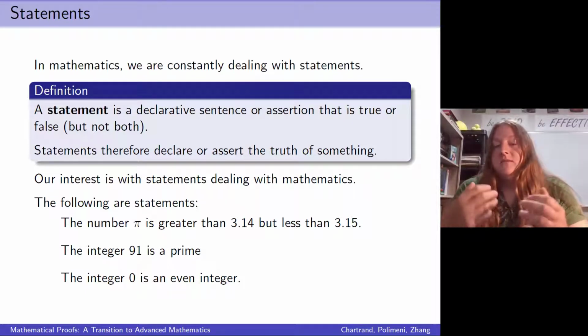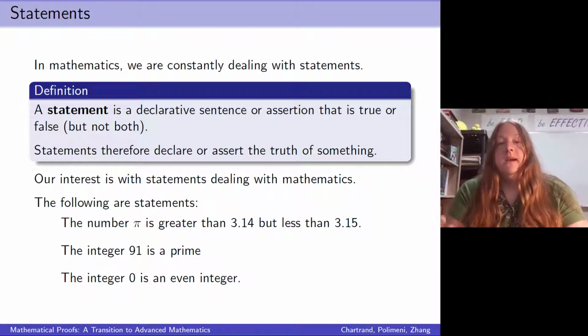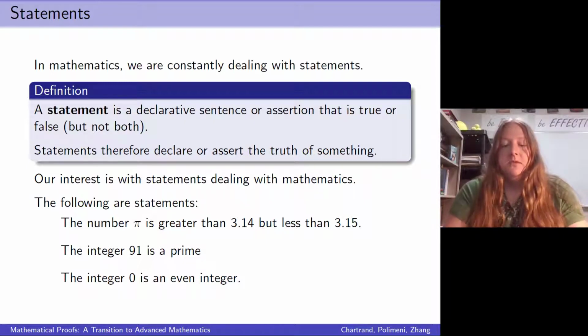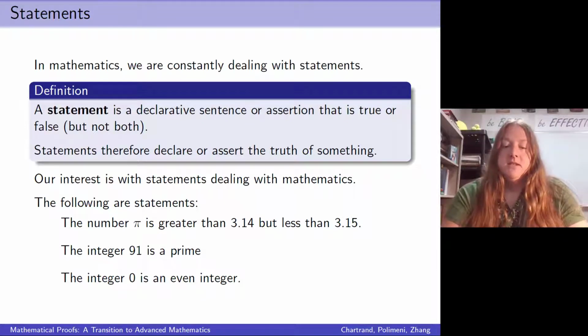So statements are all about the truth of something. So, the integer 91 is prime. That's either true or false, right? It can't be both. It's not possible to be prime and not prime at the same time. So that's an example of what we're talking about when we're talking about statements. Whether or not you know what a declarative sentence is, it's fine. Just think to yourself, is that statement always true or always false? Is there a possibility of it ever being both at the same time? Because if there is, then it's not a statement.